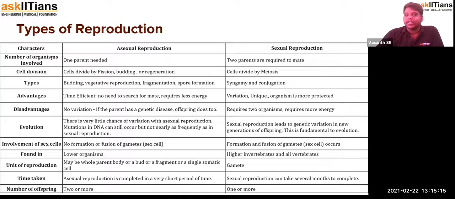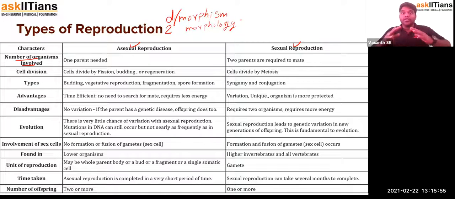So we have different characteristics. I have asexual reproduction over here and sexual reproduction tabulated over here. The first characteristic is the number of organisms involved. So what do the terms asexual and sexual mean? When there is no sexual differentiation, we call it no sexual dimorphism. So what is dimorphism? D-I-M-O-R-P-H-I-S-M, dimorphism. Di means two and morphism refers to morphological characteristics, morphology. So two different units.